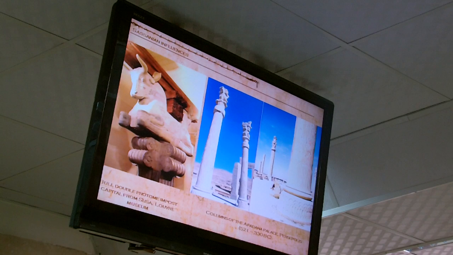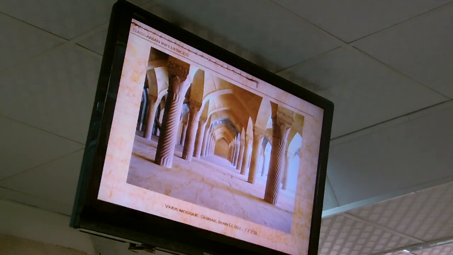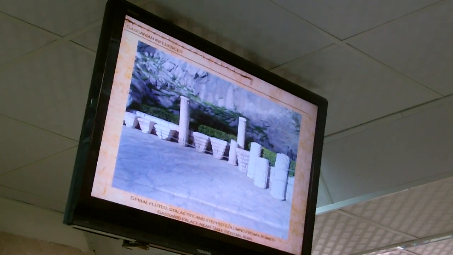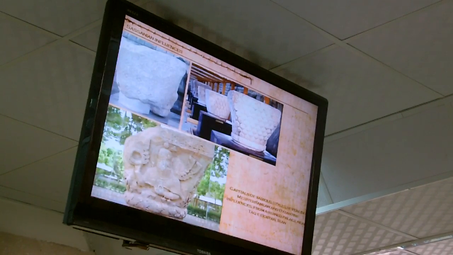These are columns at the Apadana Palace in Persepolis. And at the Vakil Mosque in Shiraz, we can see the spiral fluted ones. Here are corbelled columns from the Vank Cathedral of Isfahan. Now these capitals are of various styles showing Mediterranean Byzantine influences from a Roman palace near Coptic in Iran.